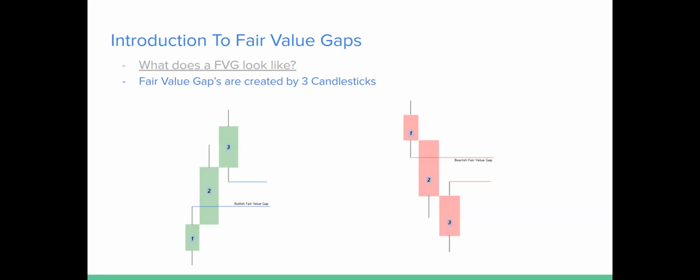So what does a fair value gap look like? Fair value gaps are created by three candlesticks. You can see here, you have 1, 2, and 3. This is what I mean by a pocket or an inefficiency in price. Typically you're going to see a fair value gap form when price is moving really fast. When it's moving up really fast, you're going to see that a small pocket of price has been left open. It's basically an open area where price has not yet traded into.